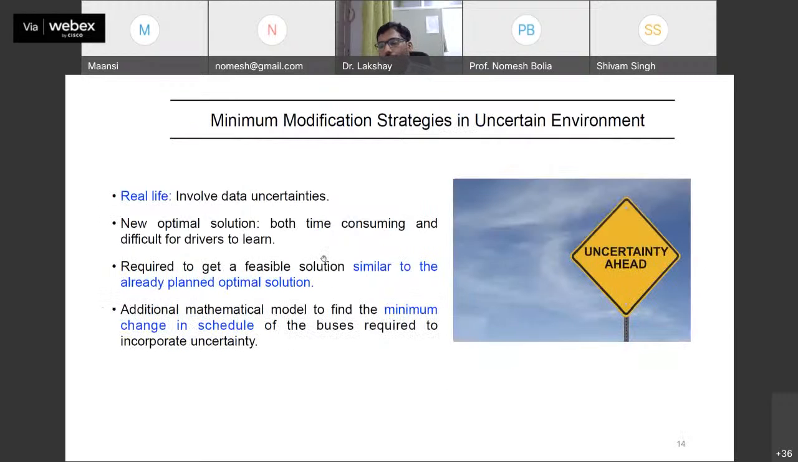And then we have the third model, which is the minimum modification strategy in an uncertain environment. What happens, as I already told you, is that evacuation is always some kind of dynamic.